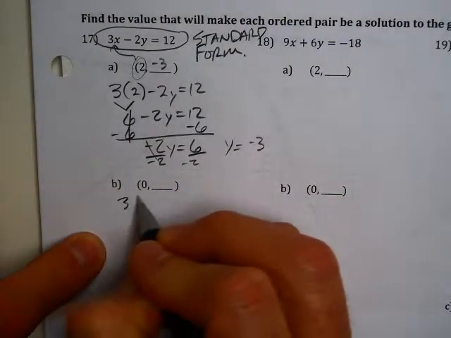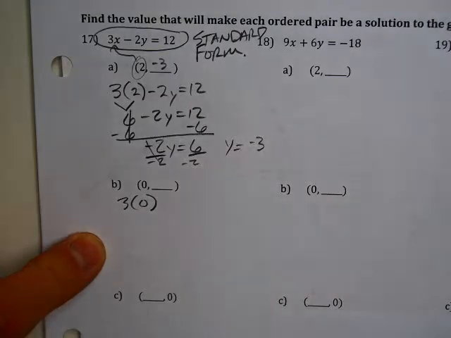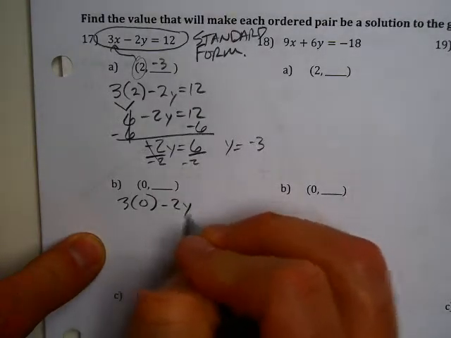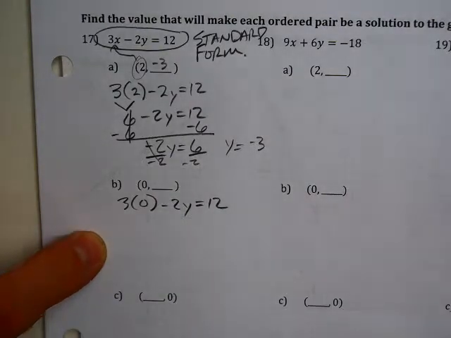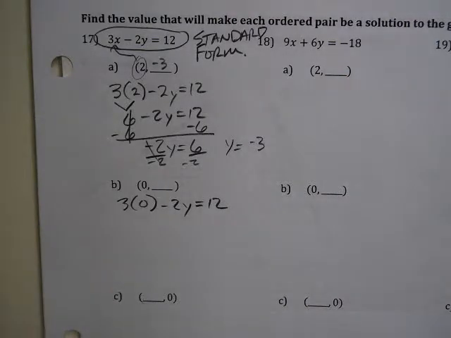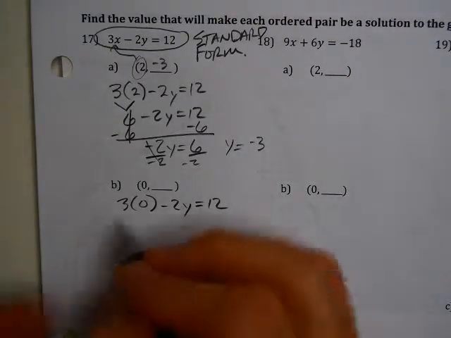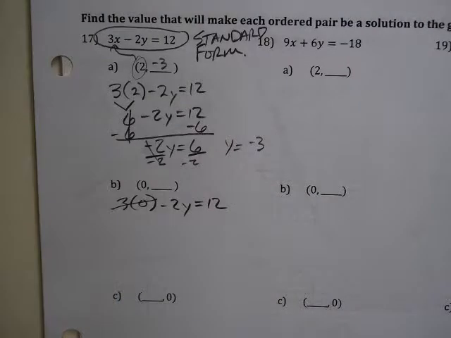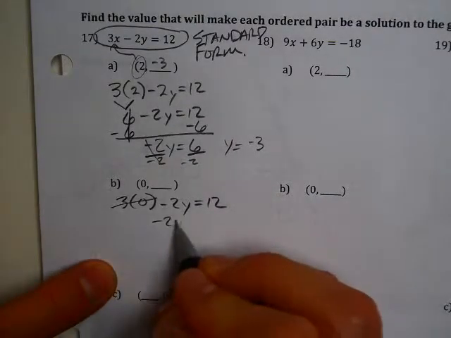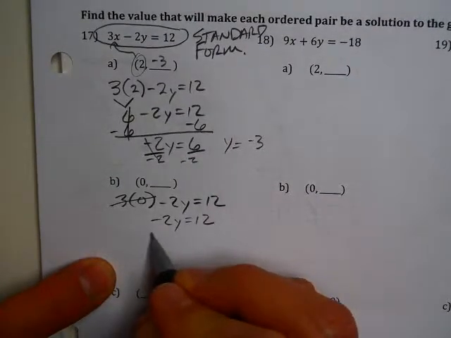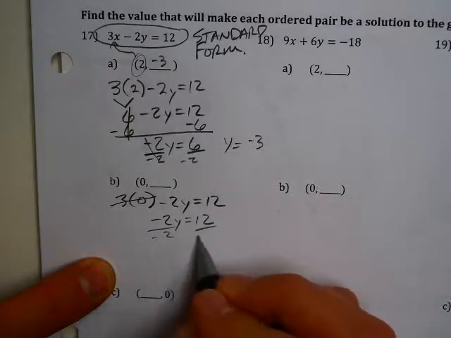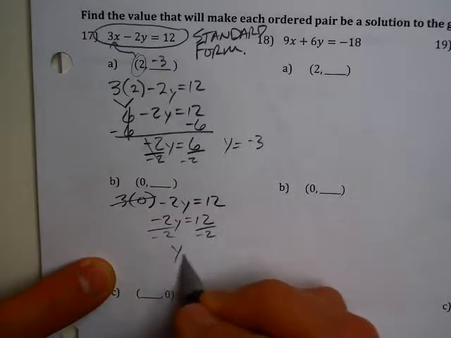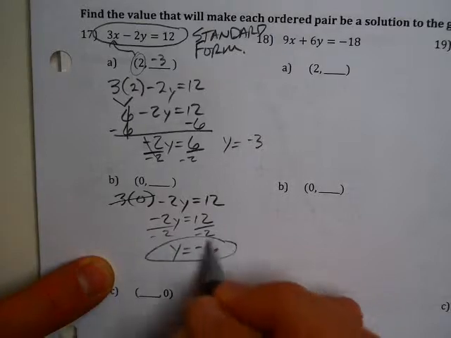So this is going to be 3 times 0. I'm replacing the x with 0 minus 2y equals 12. What makes this easy is the 0 cancels that out. And I just have negative 2y equals 12. Divide by negative 2 to get y equals negative 6.